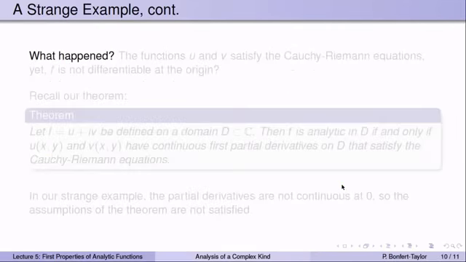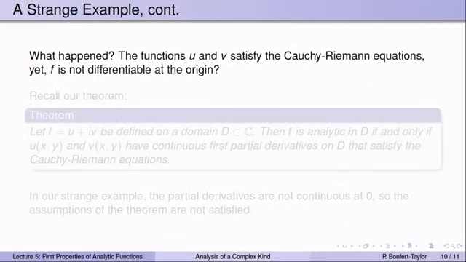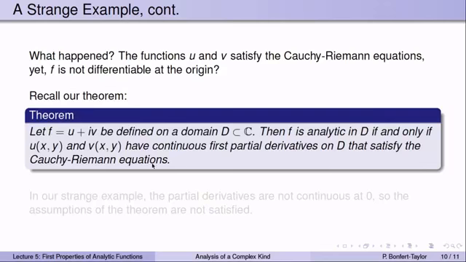So let's go back to the original problem. What happened? U and V satisfy the Cauchy-Riemann equations everywhere in C, yet f is not differentiable at the origin. How is that possible? Well, this is what our theorem really said. Let f be defined on a domain D. Then f is analytic in D if and only if U and V have continuous first partial derivatives in D that satisfy the Cauchy-Riemann equations. So it's not quite enough just to satisfy the Cauchy-Riemann equations. The partial derivatives have to be continuous.